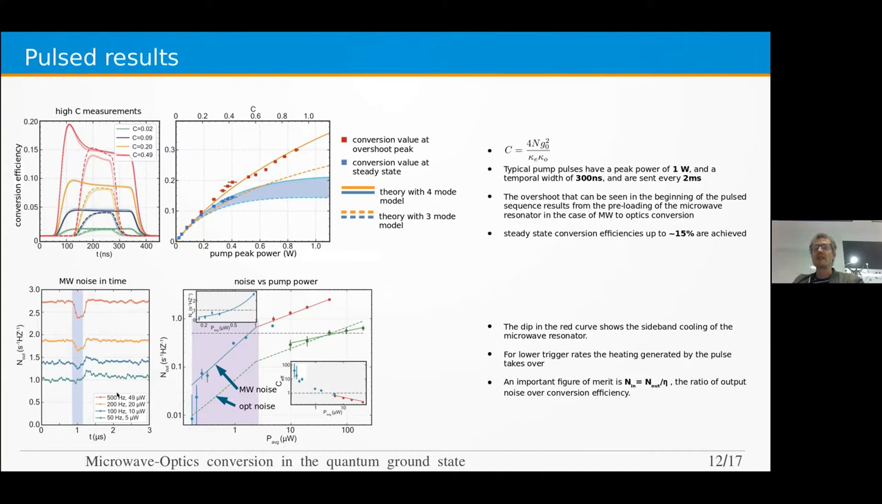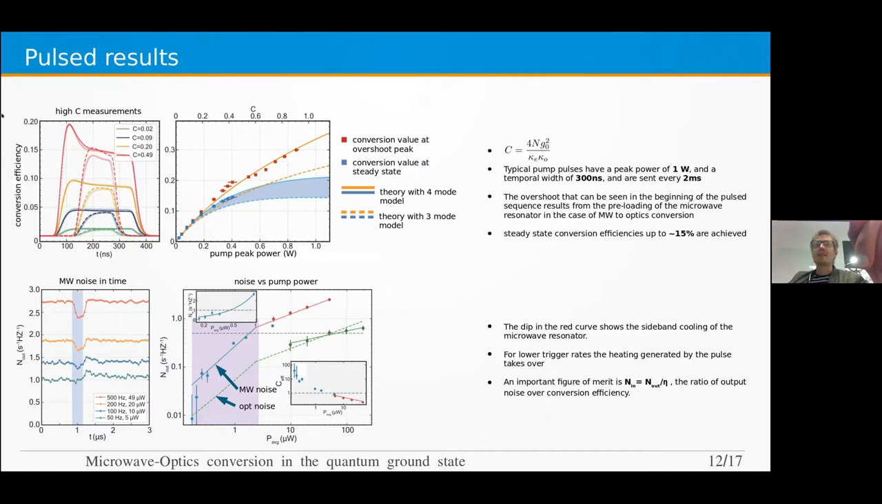So now, as we decrease the trigger rate, the average power diminishes, but the peak pump power stays the same in this graph. And we see that the average thermal occupancy goes down. If we push this trigger rate to very low values, we can have an added thermal noise that is significantly smaller than one. And therefore, if we define the added noise referenced at the input, which is equal to the output added noise divided by the conversion efficiency eta, we see that we can get below one. So this is not an absolute first. People in Oscar Painter's group have seen similar figures, though we work at a significantly higher conversion efficiency.